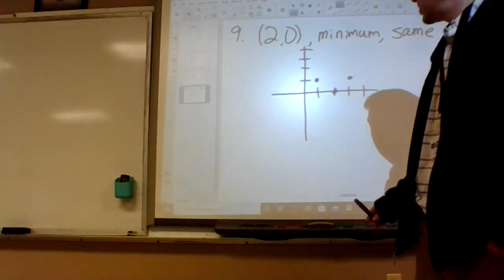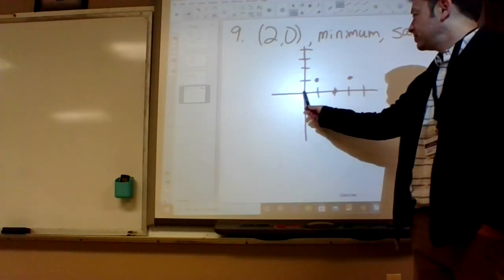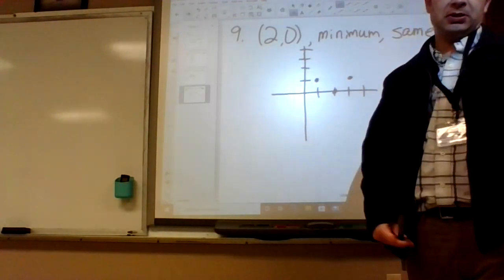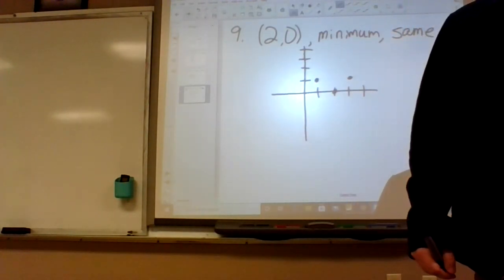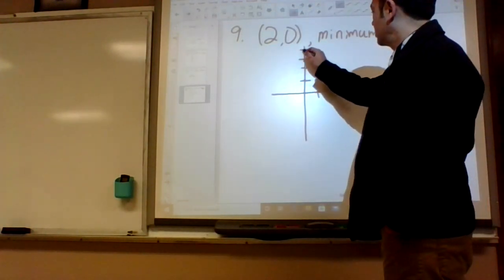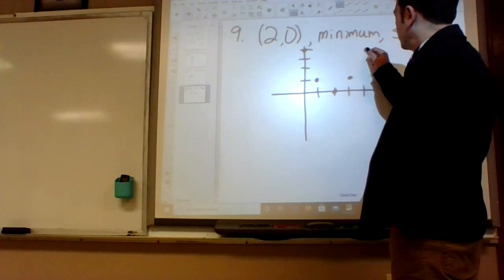What's another one I should plug in? 0 or 4. If I plug in 0, I will get negative 2 squared, which is 4. So 0, 4, and 4, 4.